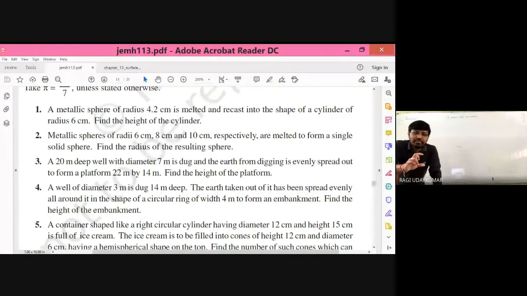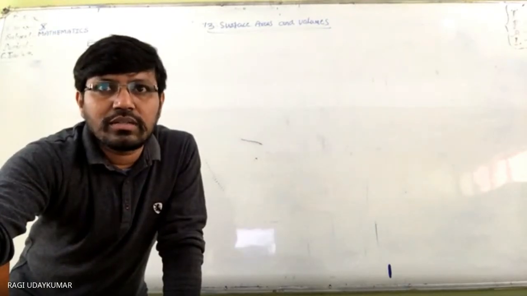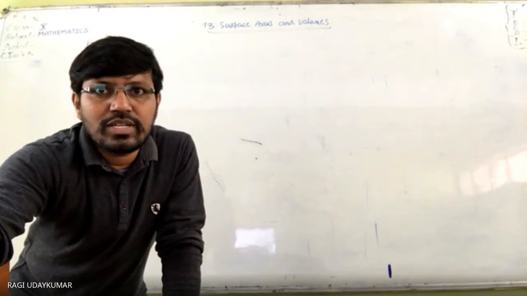So here the volume of the cuboid will be equal to the volume of the cylinder, because the deep well is in the form of a cylinder and the platform is in the form of a cuboid. That you need to mention here. So let us see the dimensions here. Okay, do you understand the question? Did you understand the question?